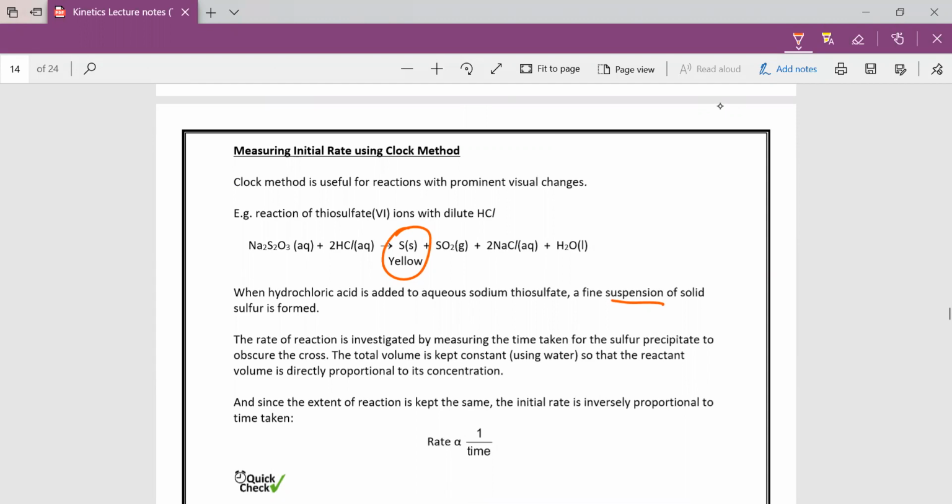actually obscure the cross. The cross is printed on a piece of paper, put directly below the conical flask. So when you observe the sulfur forming, the time that it takes to obscure the cross is for a certain amount of sulfur, which is constant for every experiment. So we take a look at how long it takes to obscure the cross. The rate will be inversely proportional to the time taken. So this is another way that we can measure initial rate.